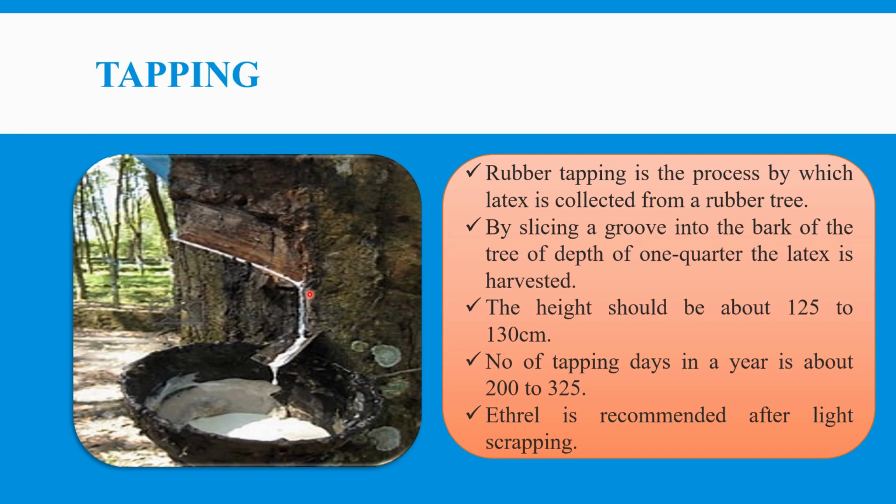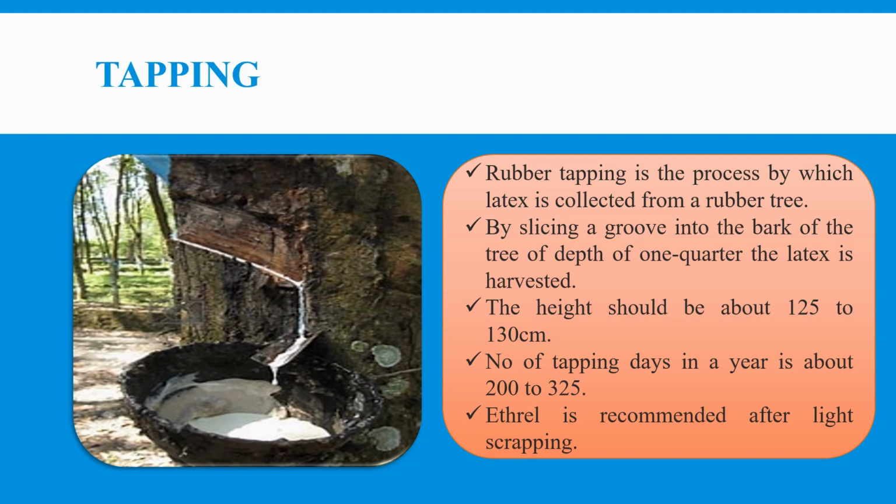And the height of the rubber tree should be 125 to 130 centimeters. For how many times can we tap the rubber plant? In a year it will be 200 to 325 times. And here if you observe, ethrel is recommended after the light scraping. Ethrel is recommended at 5% AI concentration with a brush below the tapping cut, and it should be done after a drought period. It is very important, and this is the process of tapping.